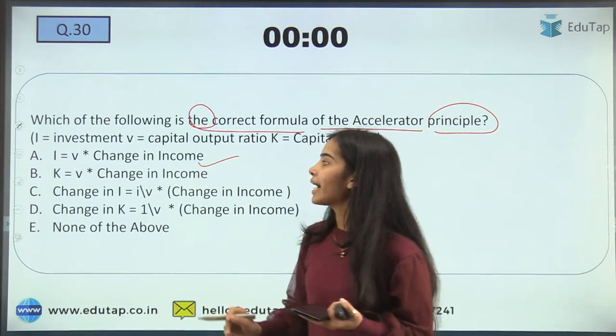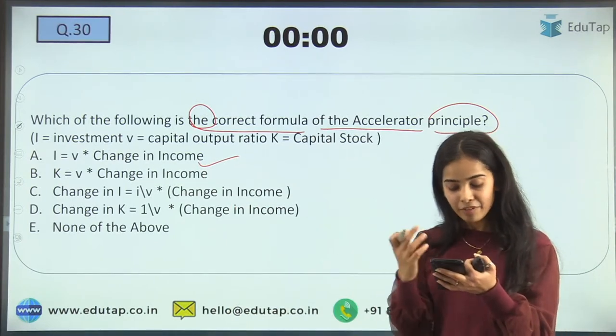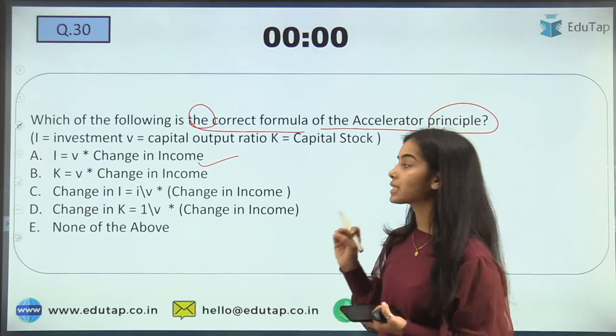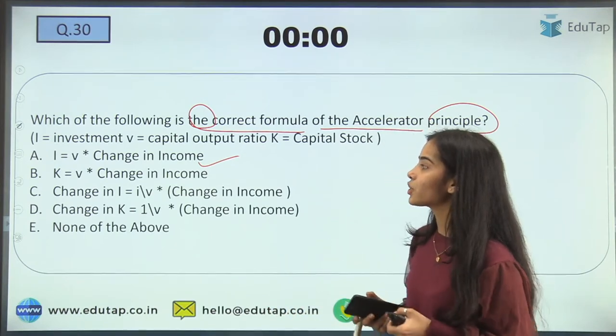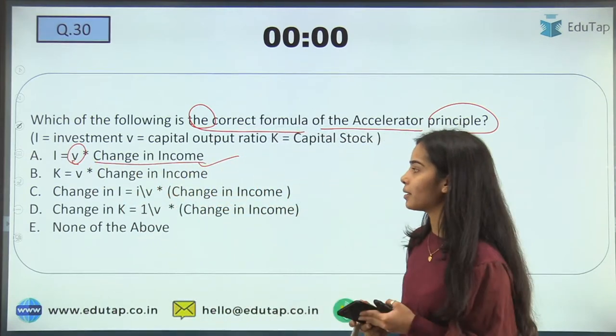Okay, I have got the right answer. That is A, I equal to V into change in income. And that is the right answer. Vanshika is also saying the right answer. Nitish has also said the right answer. Karan has also said the right answer. That is, your investment is equal to V, which is the capital output ratio, into change in income.